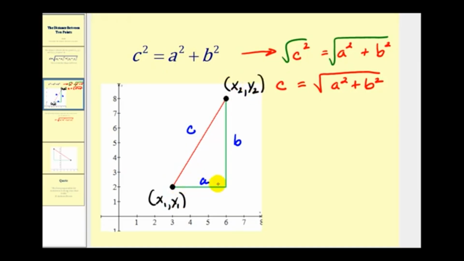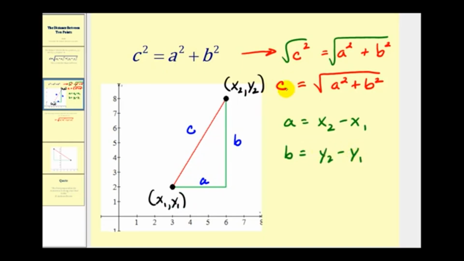Well, notice that the length of this side A would be determined by the distance between x sub 1 and x sub 2. So A would be equal to x sub 2 minus x sub 1. And the length of B would be determined by the y-coordinates of these 2 points, which would be the difference between y sub 2 and y sub 1. So B would be equal to y sub 2 minus y sub 1.